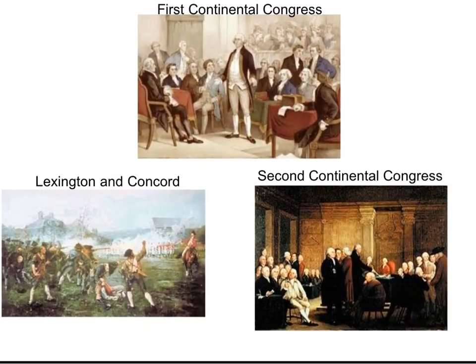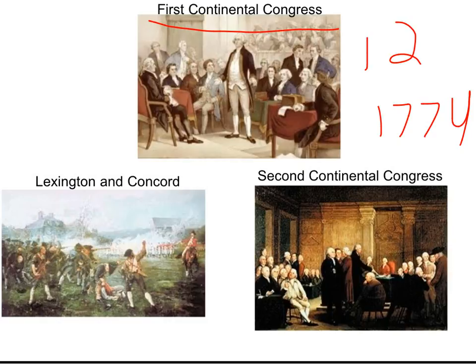In response to the Intolerable Acts, 12 of the 13 colonies met in September of 1774, known as the First Continental Congress. During the meeting, they discussed ways to boycott the British trade and publish a list of rights. During this meeting, they also scheduled the Second Continental Congress for the following year.